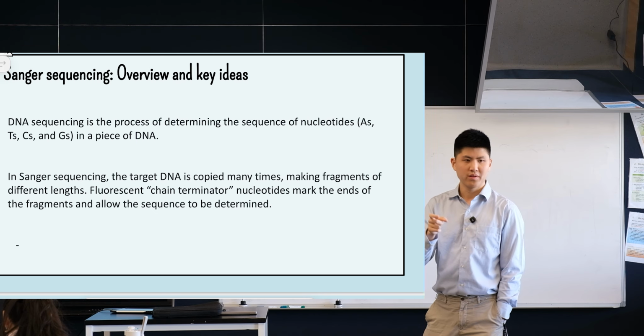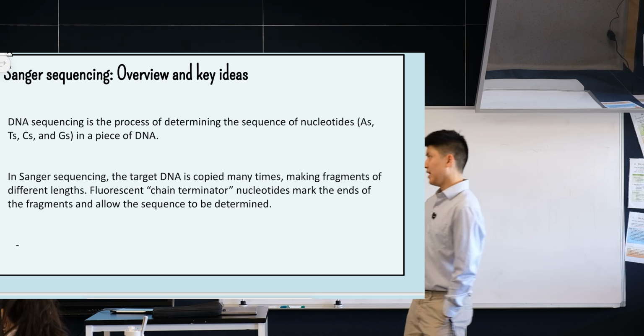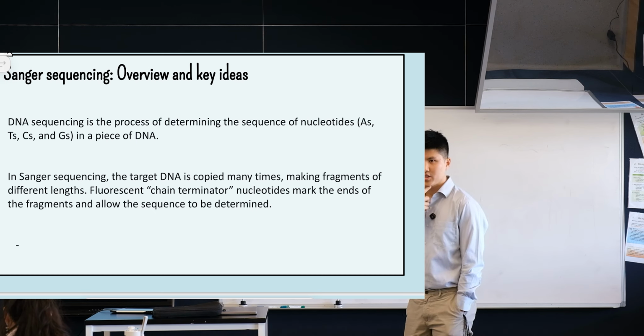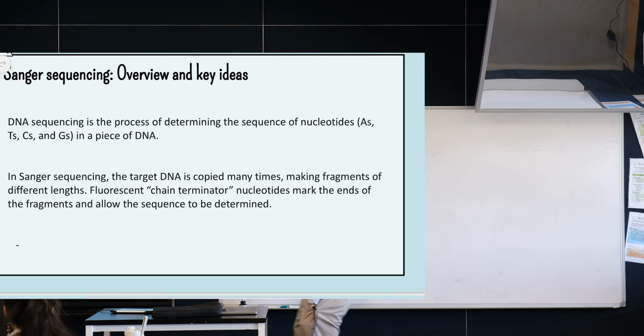DNA sequencing is a bit different because in profiling, we just saw the bands, right? So we actually don't know the sequence of DNA, A, T, G, C, whatever. But in sequencing, you're trying to determine the sequence of nucleotides, right? So what exact order they appear in. So what I'm going to do today is explain the process of Sanger sequencing and show you how it works.